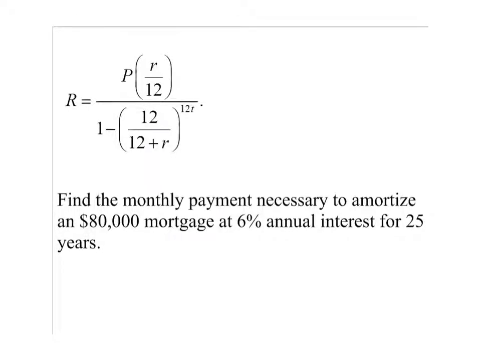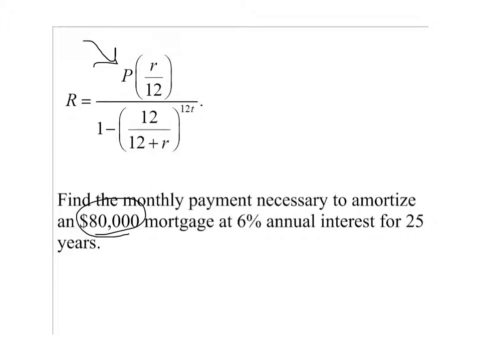This is the formula that we used to calculate a monthly mortgage payment. Now, it's a pretty complicated formula, so we're going to need to make sure that we understand everything about the formula. First of all, the P in the formula represents the principal. That's the amount that you're going to finance. So in this problem, it would be $80,000.